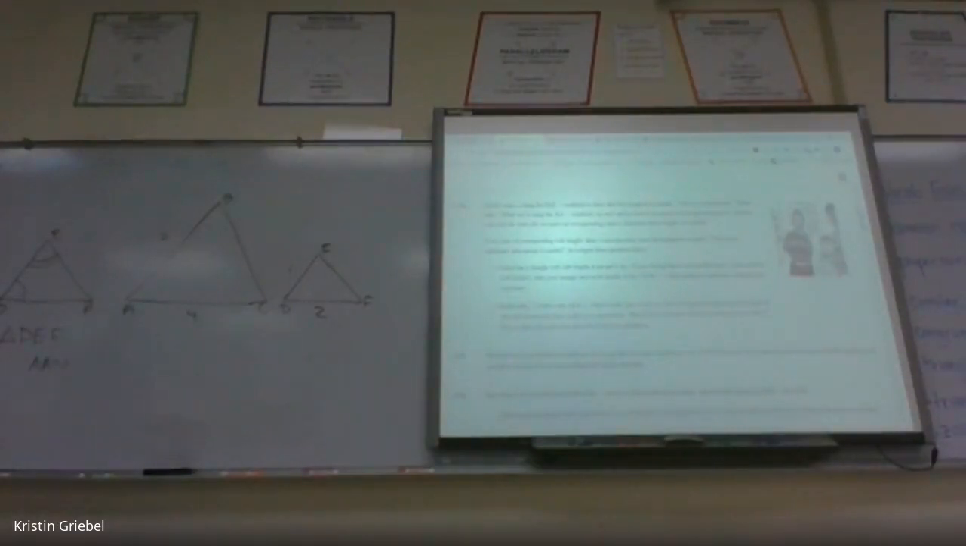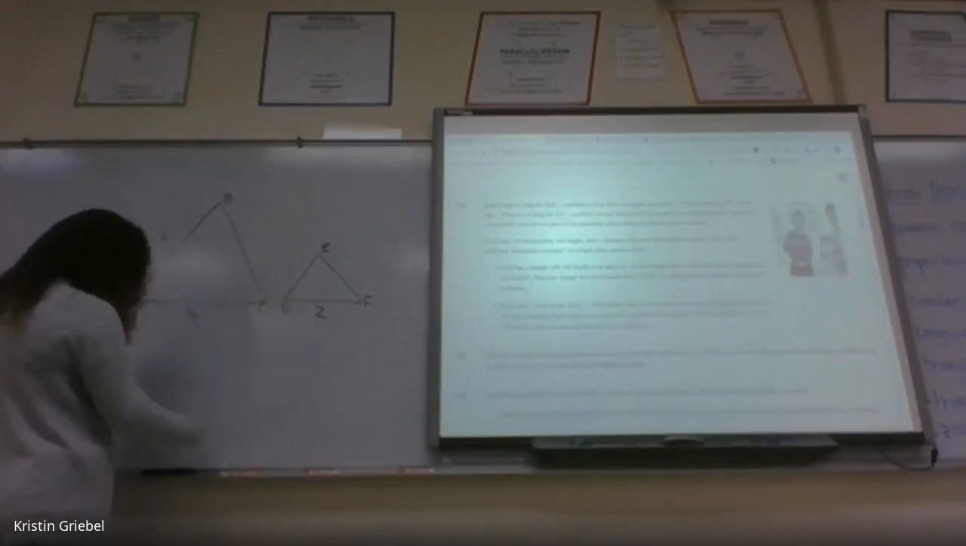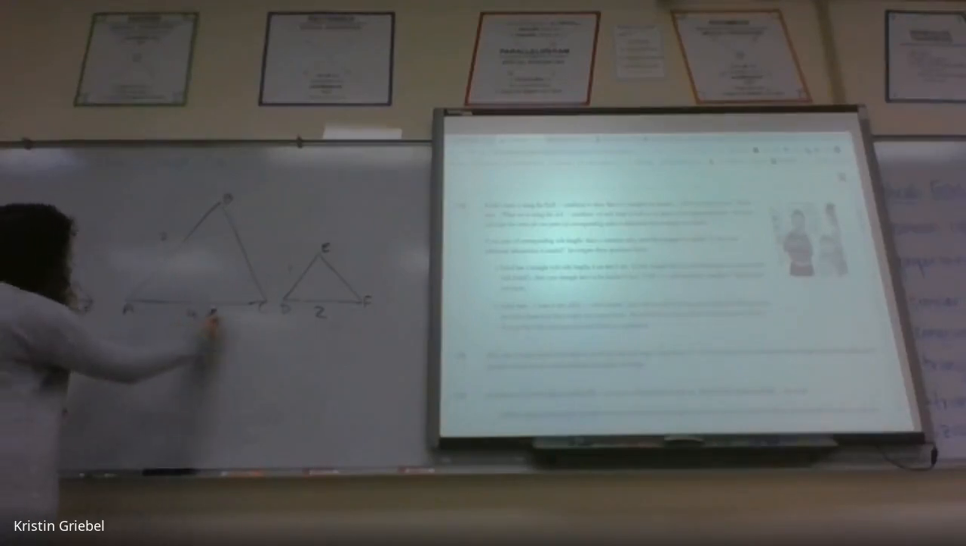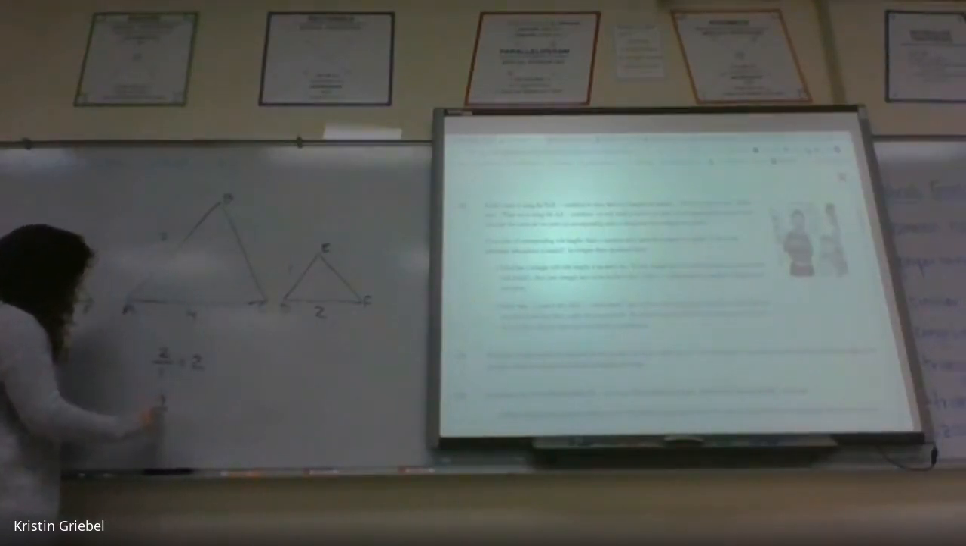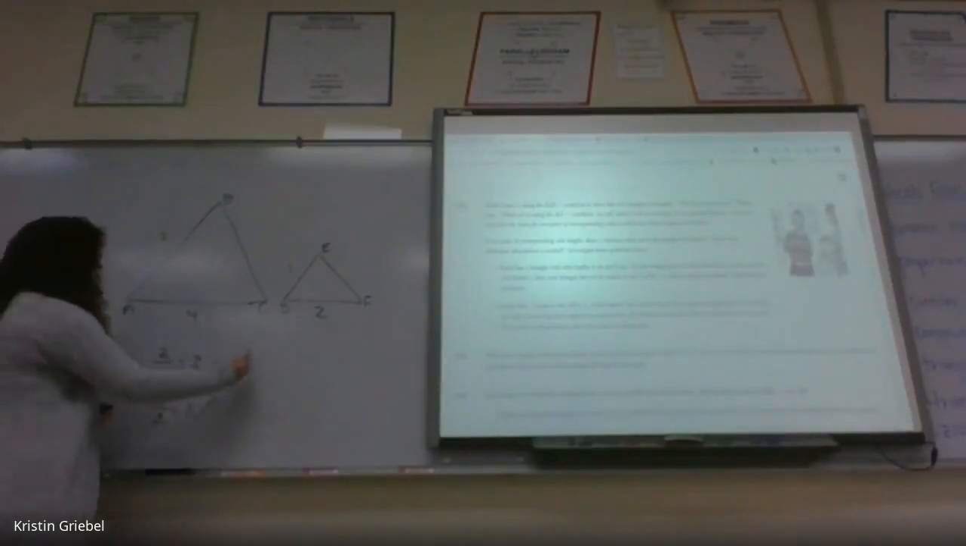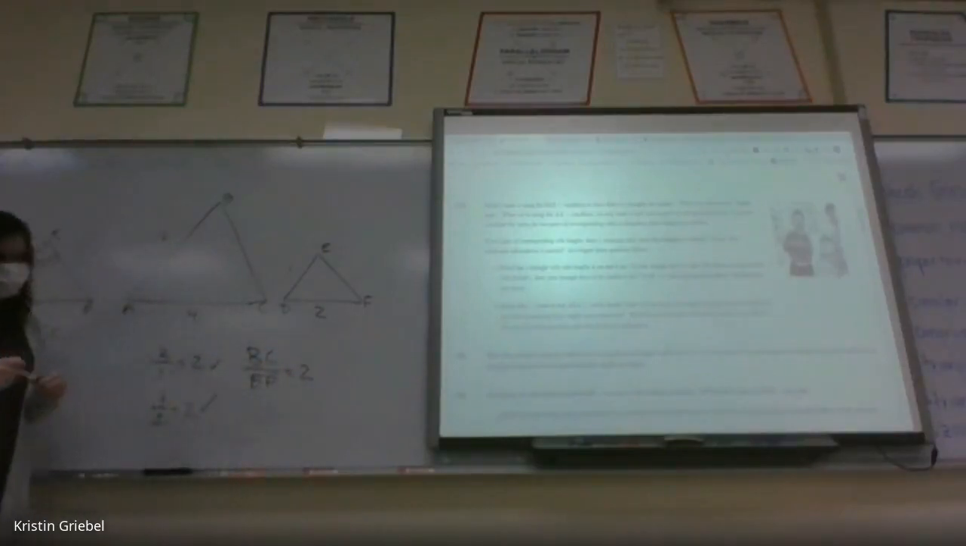Meaning, if I were to check this side proportional to this side, which yes, so 2 to 1 gives me 2. And then this side proportional to this side. So yes. Does that mean that BC over EF has to also equal 2?